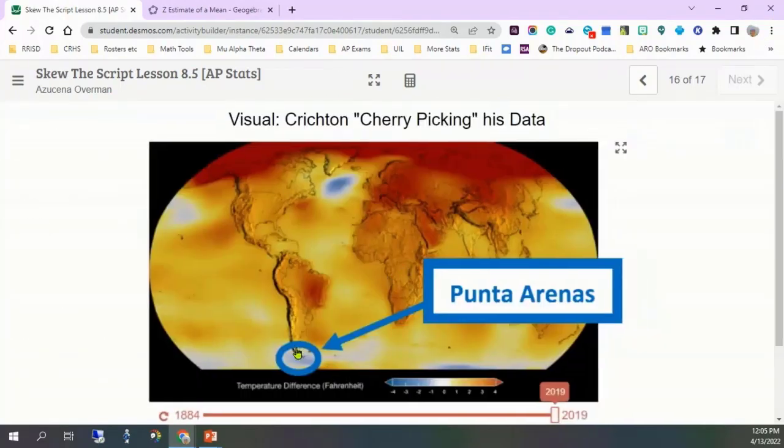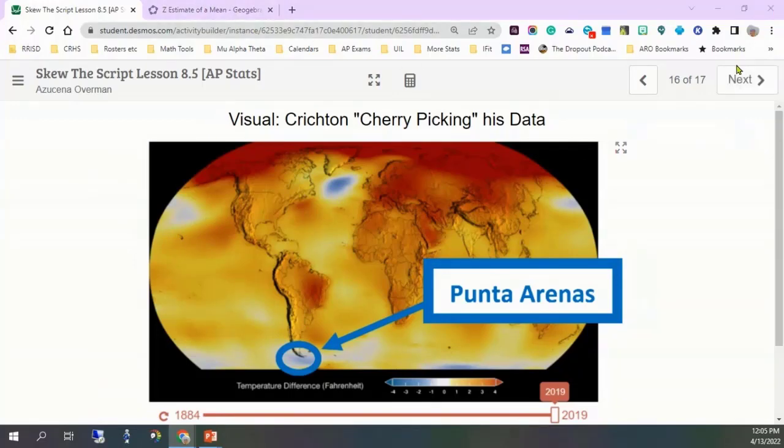And then visual, he kind of was cherry picking his data, because if you look, this is kind of like a temperature difference in Fahrenheit. So if you pick your data there, maybe you go over here somewhere, you could find counterexamples, right?